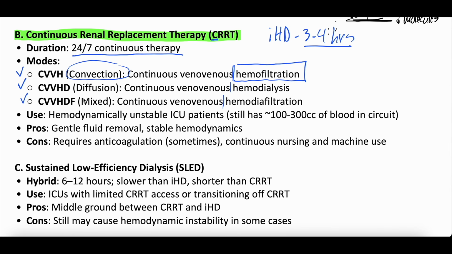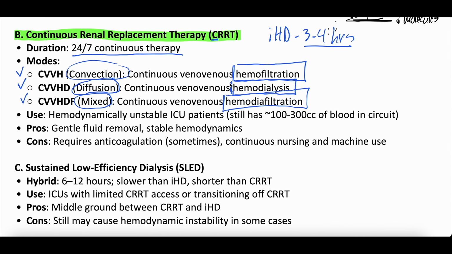CVVHD, we said CVV just stands for continuous veno-venous, so we could forget that. The HD stands for hemodialysis. Okay, not hemofiltration like CVVH, but hemodialysis, HD. And hemodialysis, as we talked about even for intermittent hemodialysis, uses diffusion. So this uses a dialysate that runs parallel, and solute in the blood goes down the concentration gradient into the dialysate. Whereas CVVHDF stands for hemodiafiltration. Okay, so this is a combination of hemofiltration and hemodialysis. It uses both diffusion and convection to clear solute and fluid, so it's mixed. So these are all continuous renal replacement therapies.